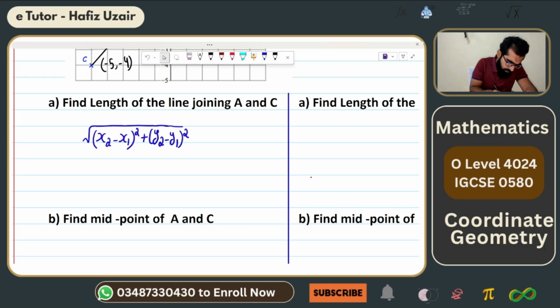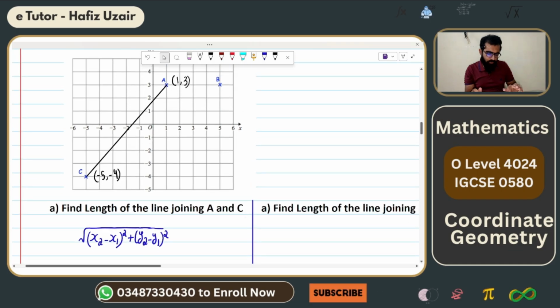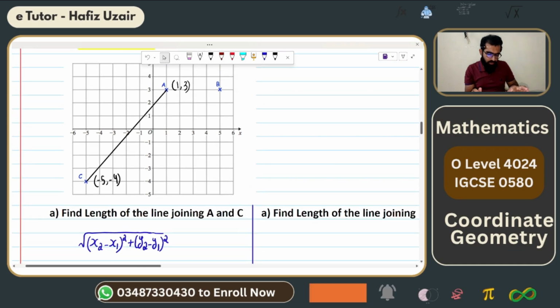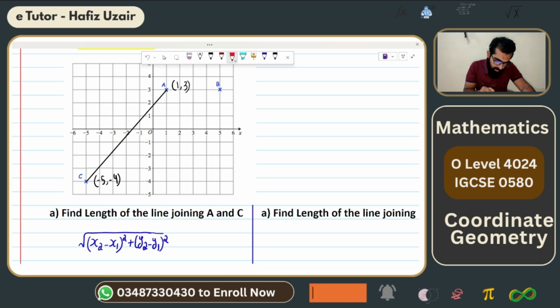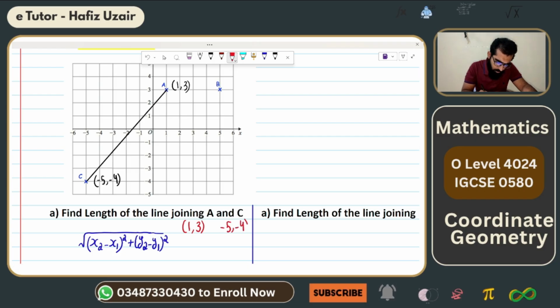So this is the formula for length of line segment. Okay, so what we need to do over here? We need to find out the length of line joining A and C. So write the coordinates of A and C over here again. The coordinate of A is 1, 3, and the coordinate of point C is minus 5, minus 4.